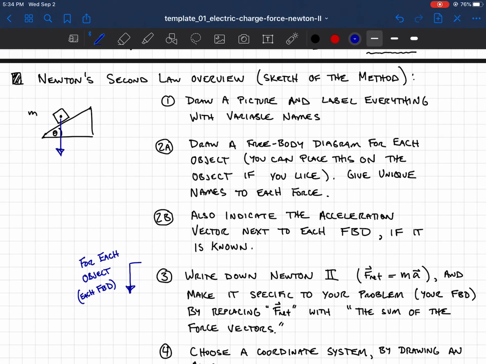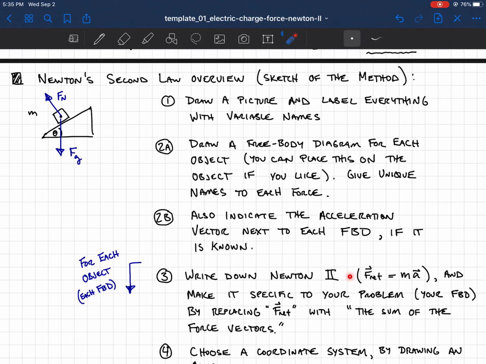So all the forces are, we have the force of gravity pointing down. We have a normal force because it's in contact with a ramp. And maybe that's it. Maybe those are the only forces that we have. Now, the next thing, I called it step 2b, is to also indicate the acceleration vector.